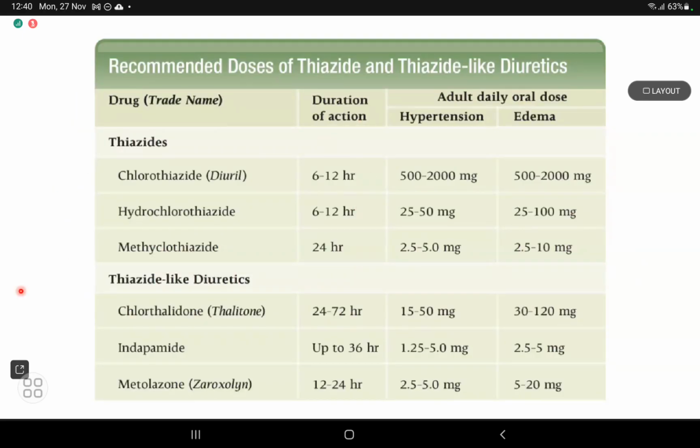So these are the thiazide group and the thiazide-like diuretic group. Okay, their classification is based on the duration. Which one is longer, the better the effect is. Okay.